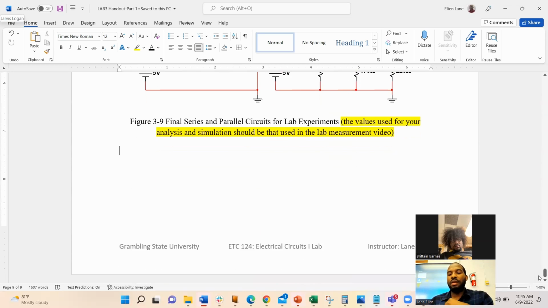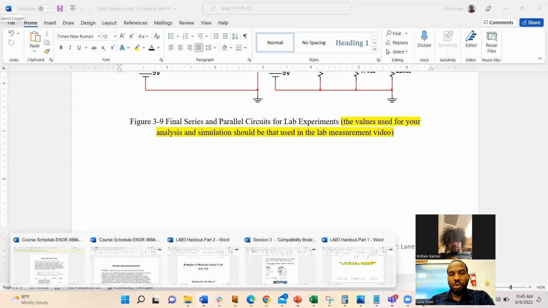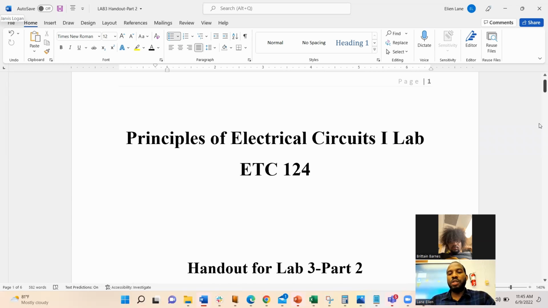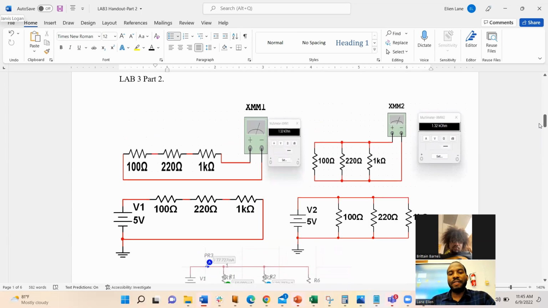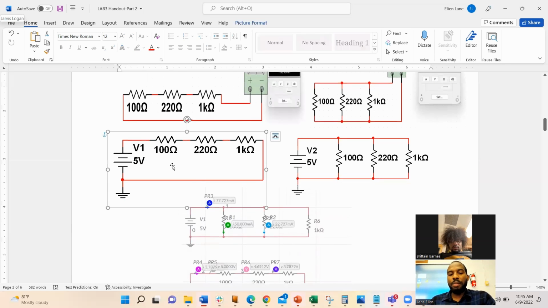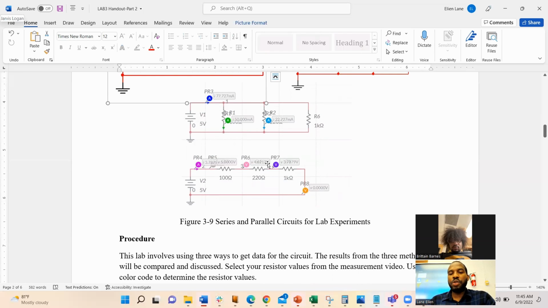In the second part, we just have instructions, and the instructions tell you what you need to do. So let me share the second part of the lab report. So this is part 2. And if you notice, part 2 only will have the procedure. So the first thing we have in part 2 is the circuits that you are going to build. We're going to use a 100 ohm resistor, a 220 ohm resistor, and a 1 kilo ohm resistor to create a series circuit and also to create a parallel circuit as well. The second picture here shows what your circuit is going to look like when you build it using Multisim Live.